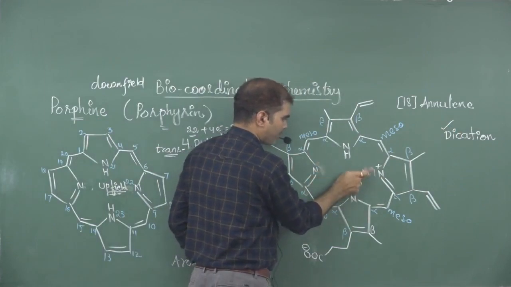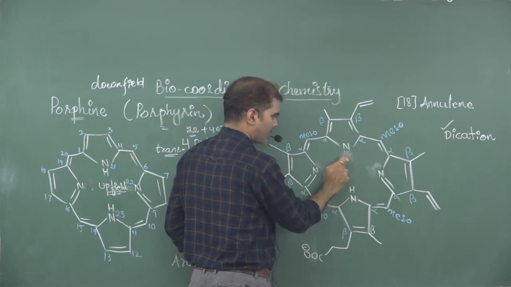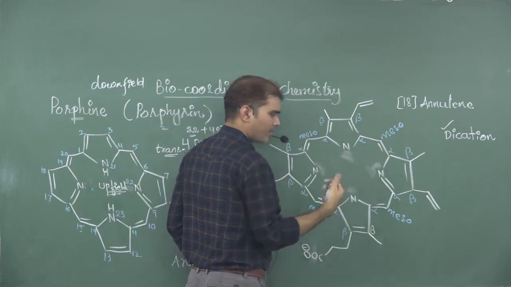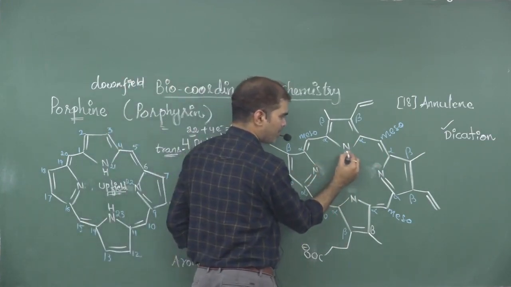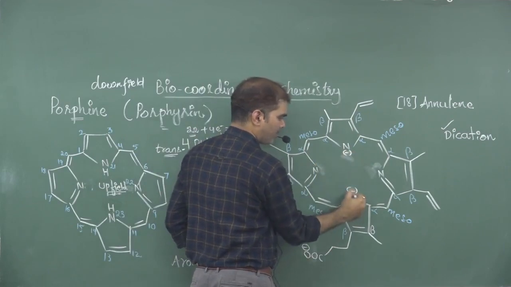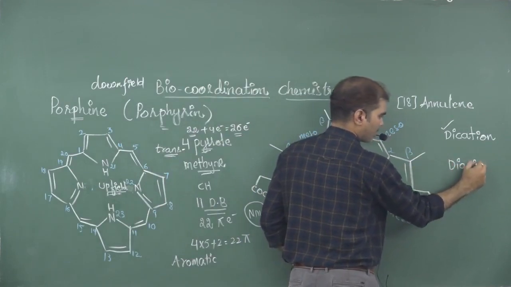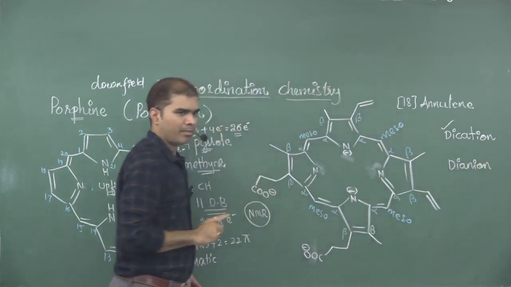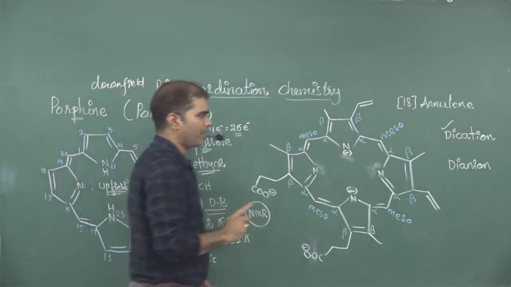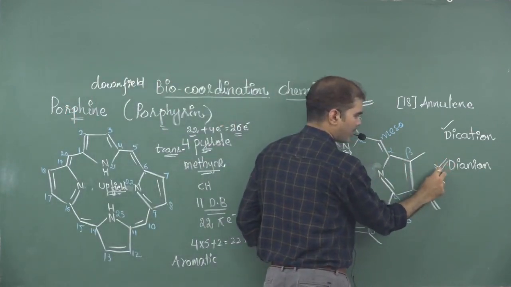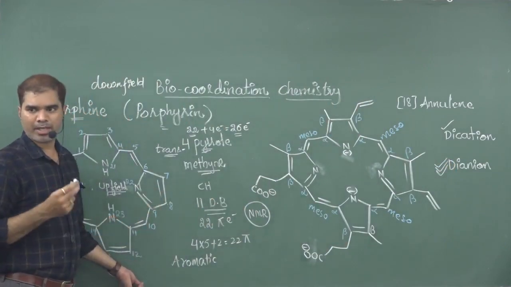That is one way. It can also act as an acid. Protons will be given away. Once protons are given away, what will be the charge? H plus is gone. So you have two minus charges. With these two minus charges, it can behave as a dianion. It can act as a weak base. It can also act as a weak acid. It can behave as a dication. It can behave as a dianion. But the most commonly found is dianion. You find porphyrin mostly in the dianionic form.